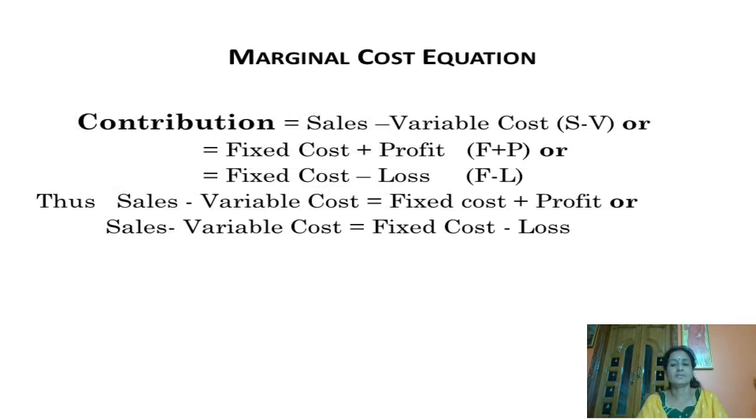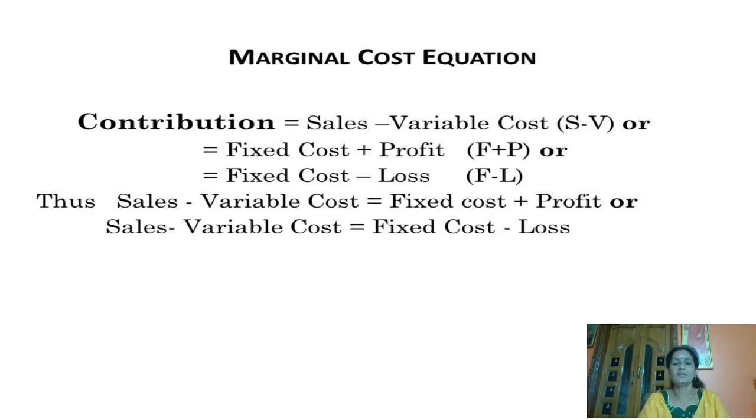In the last sessions we had discussed about contribution. How to find out contribution: contribution is equal to sales minus variable cost. So here what we have to take into consideration is only the sales and variable cost. If these two figures are given, easily you can find out contribution. Suppose sales is 1 lakh, variable cost may be around 40,000. So sales minus variable cost will be 60,000. That is nothing but contribution.